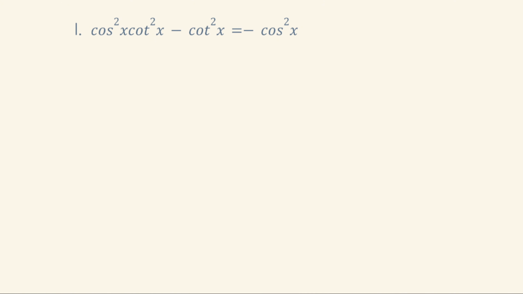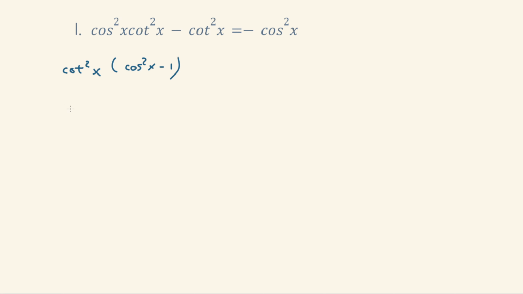So cosine squared x times cotangent squared x minus cotangent squared x. We want to show that's equal to minus cos squared x. All right. What do you notice here is we have a GCF, right? We can pull out this cotangent squared x, and we're going to be left with cos squared x minus 1. And once again, this is very similar to what we had in question H.